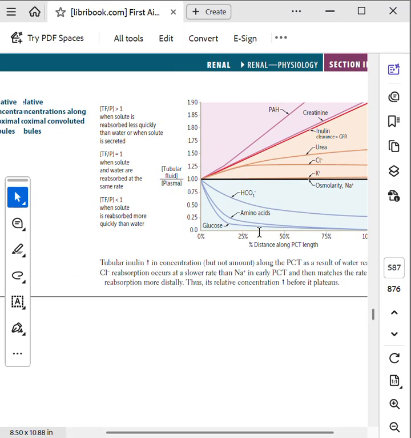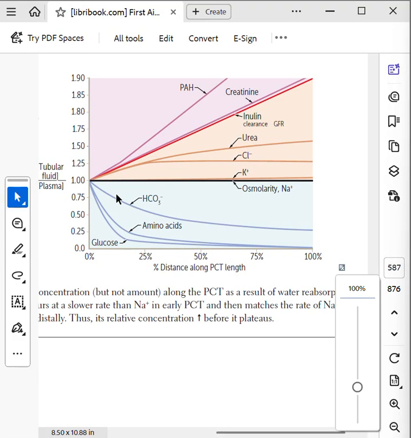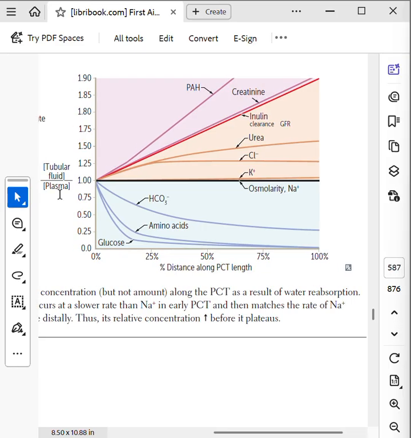Now along the proximal convoluted tubule, we said this is the area where the bulk reabsorption is happening, right? So this is the relative concentration along the PCT. Now this is a curve. This is the tubular fluid against plasma, and distance along PCT length. So as you're going along the proximal convoluted tubule, this is what happens to the concentration of the tubular fluid.